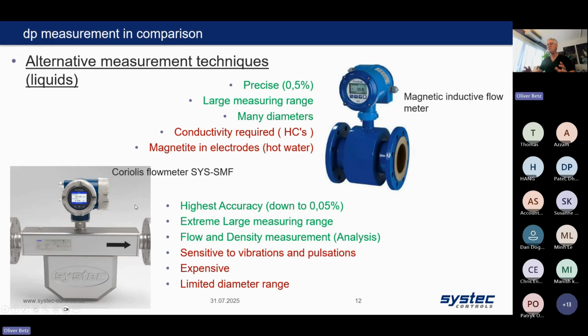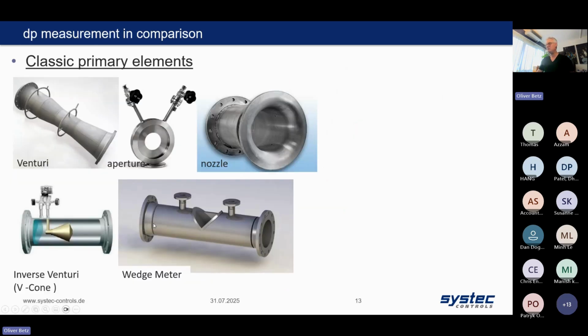Okay, these have been some competing technologies in comparison. Now let's look at classical primary elements. What do we understand by classical primary elements? I would say these are the primary elements which you can find in the standards. These are typically venturis, orifices, nozzles, and wedge meters. They are standardized. There's one which is not standardized, but I count it as a classical primary element: the V-cone.